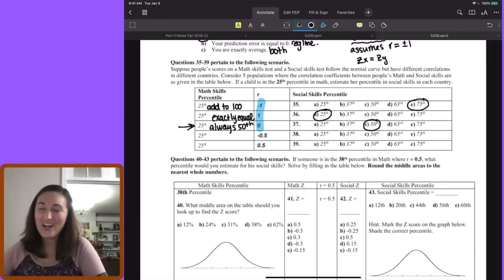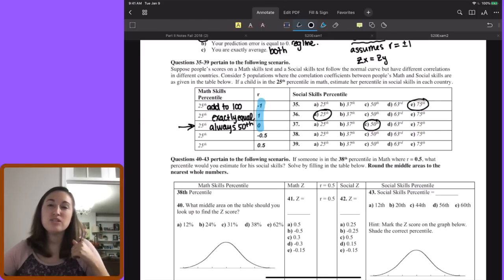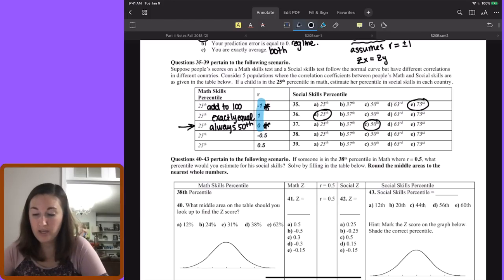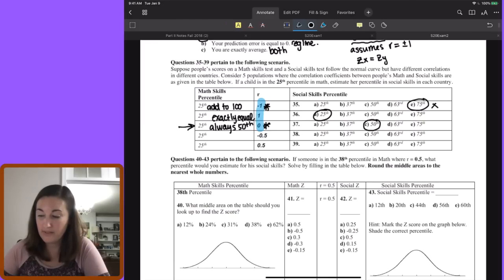And then the last two r's, so -0.5 and +0.5, there's no rules for them, but we can use the idea of the regression effect, which basically says whenever we multiply by r, our prediction gets closer to the average. So for -0.5, I would say -0.5 is in between -1 and 0. And since this is multiple choice, that means my percentiles have to be between 75 and 50, and there's only one that's in there. Same thing with 0.5. 0.5 is between 0 and 1, so the percentile has to be between 25 and 50.